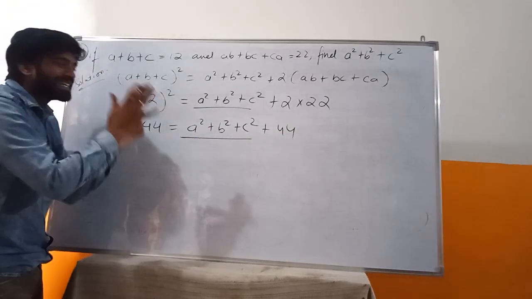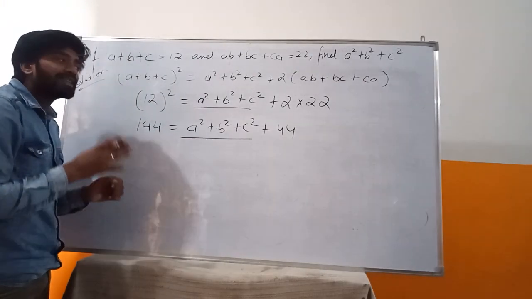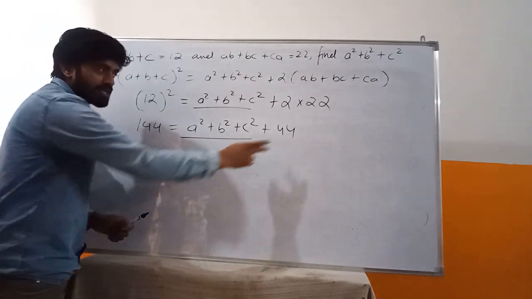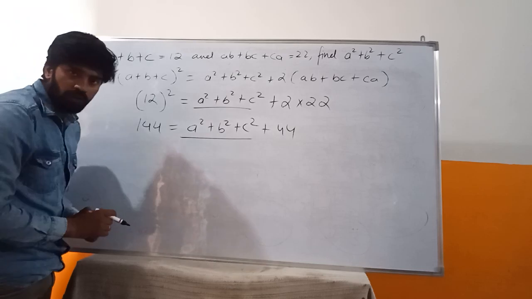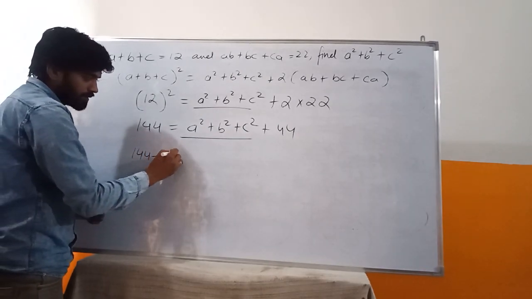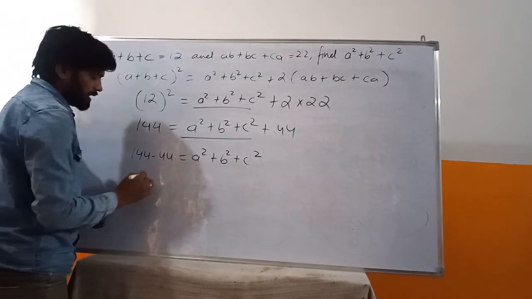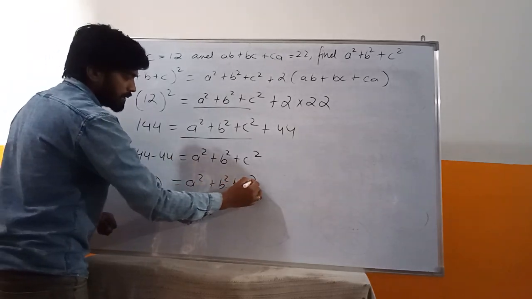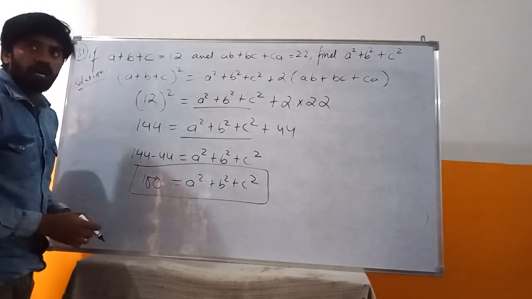So I'm going to make sure that this thing stays on this side. Whatever is troubling me, I'm going to keep that on this side. So what is that thing? That is 44. I'm going to take this and put it on the other side. It's getting plus over here, so it's going to go on the other side and get subtracted. A square plus b square plus c square, and my answer is 100. So this is the value I had to find, and I got my answer as 100.